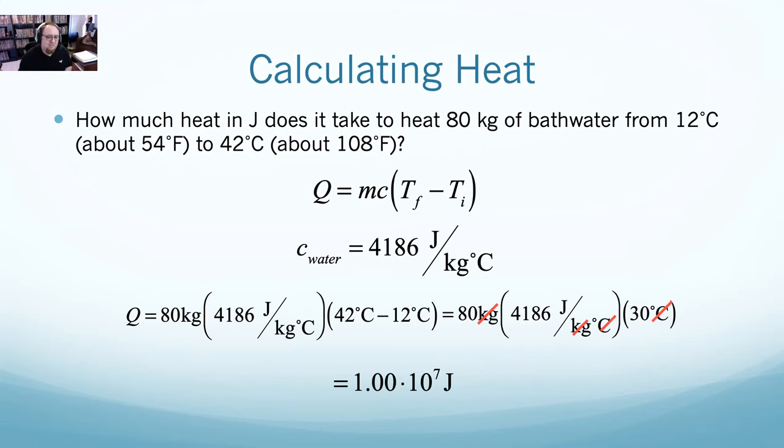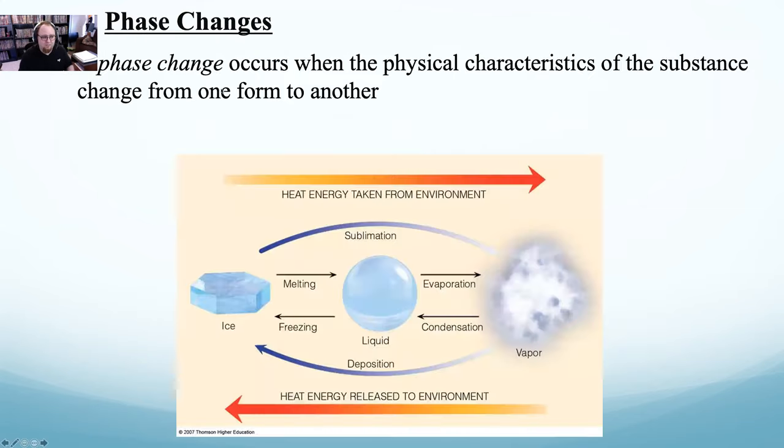That's because I'm ignoring something. See, this is the heat required to change the temperature of an object. But it also takes heat to change the phase of an object. A phase change is anytime it goes from one of the three, or really four, phases to another type. If we turn a solid into a liquid, that is called melting. And going from a solid to a liquid will take heat. Anytime you go from solid to liquid, you're going to take heat.